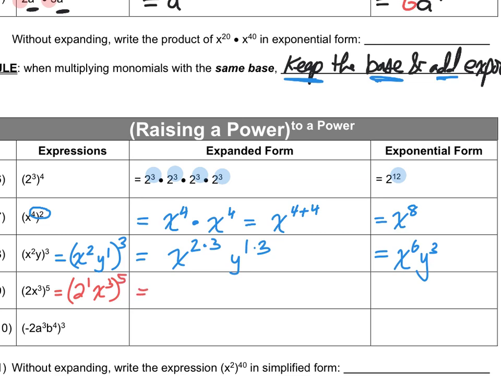All right. So we're going to treat the number the same way we would the variable, just like the first example showed us. So it would be 2 to the 1 times 5. X to the 3 times 5. All right. So 2 to the 1 times 5 is really the same as saying 2 to the 5th, which is what?